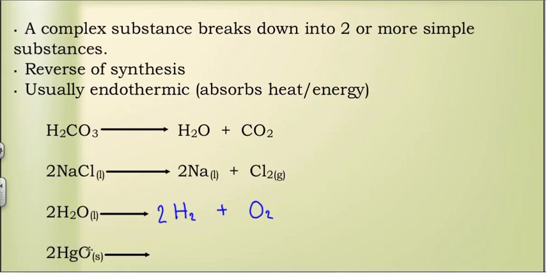And if we did the same thing, we'd have mercury, which is Hg, and oxygen. And oxygen is a diatomic element, but mercury is not, so we're going to leave it alone. And then to completely balance this equation, we get 2.